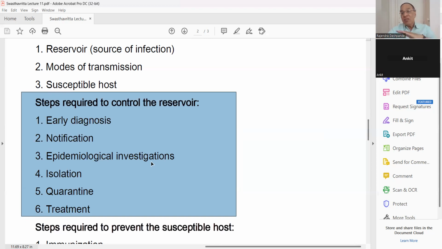Different tests are done for the different diseases. Of course, that is very clear. Different tests for different diseases. Isolation. I think this is now a very well-known word to the whole world because of corona. Isolation is a separation of the patient. Then quarantine, for some specific days.